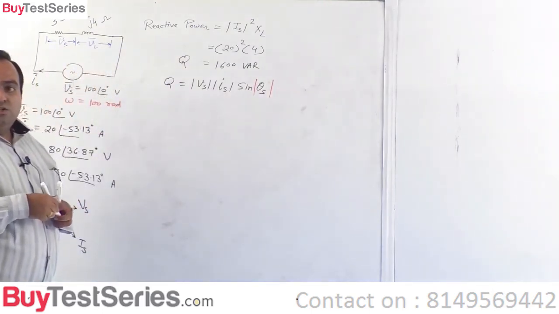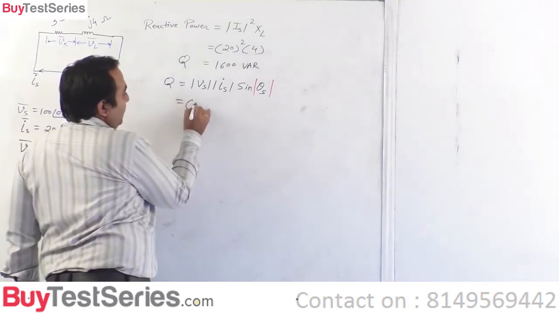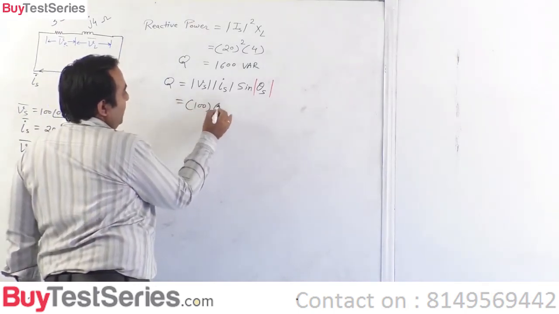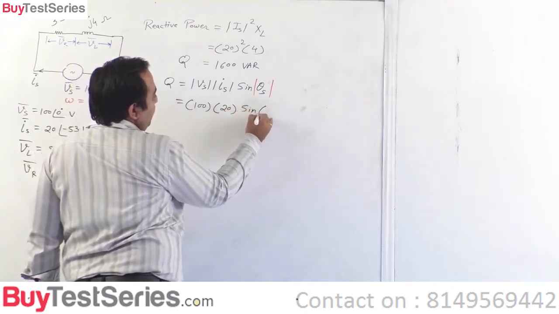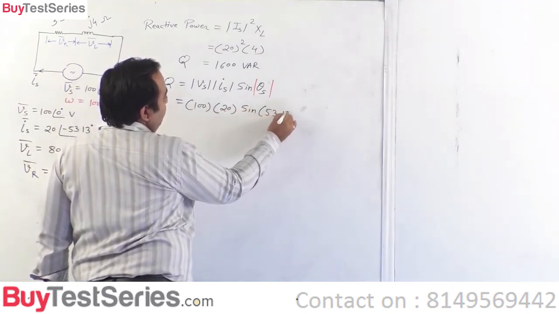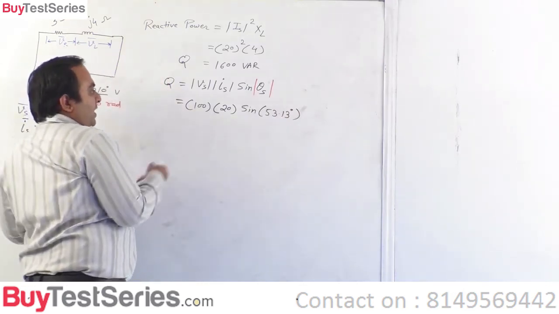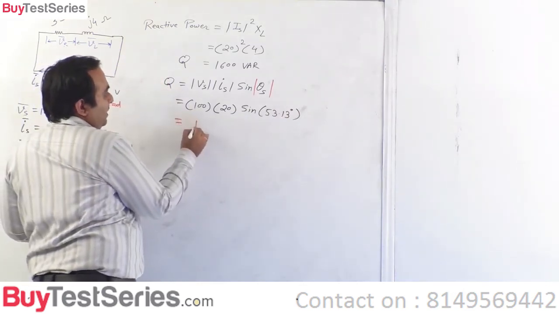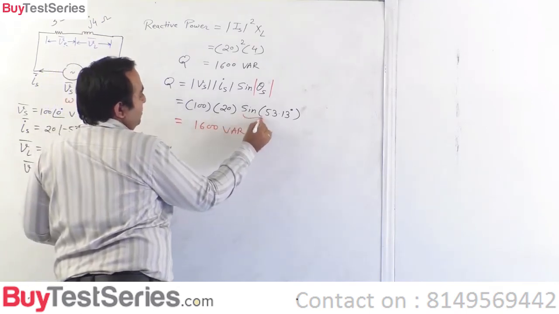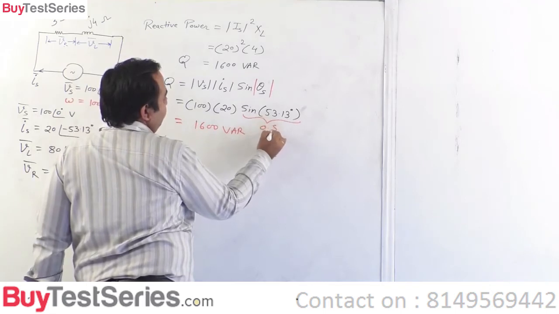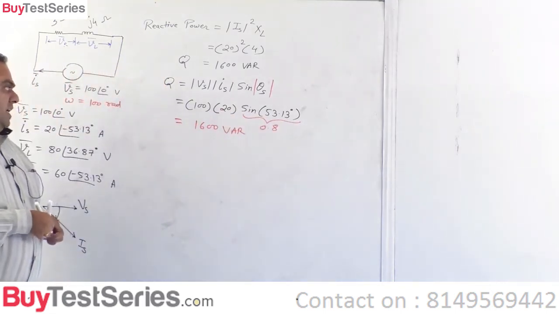Is this okay? So what is the voltage? It is 100. What is the current? It is 20. Sine of 53.13 degrees. Alright, so it comes out to be again 1600 VAR, because this is 0.8. So it comes out to be 1600 VAR.